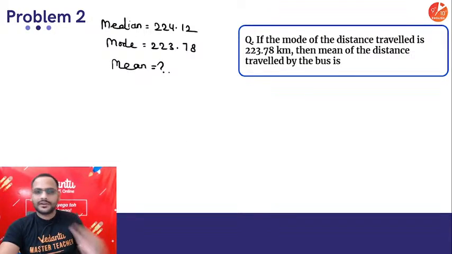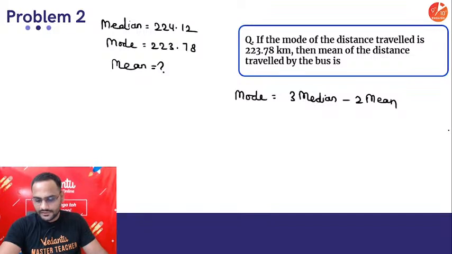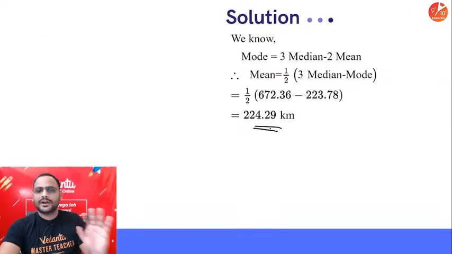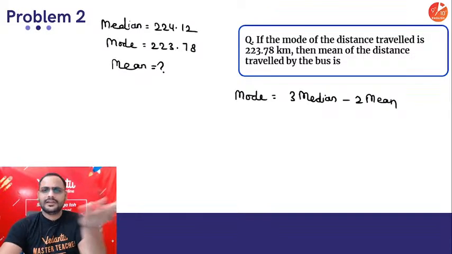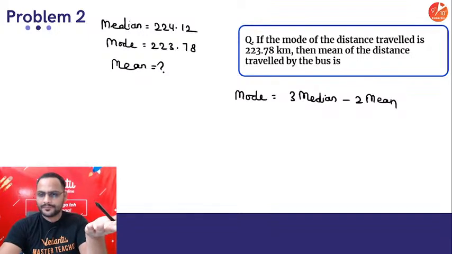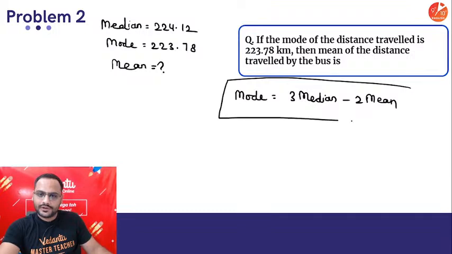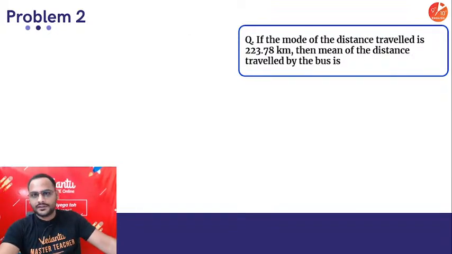So the best way to find out that would be what? Mode is equal to 3 times median minus 2 times mean. Replace the values and get your answer. You'll be getting around 224.29. Okay, that is the answer you'll be getting. Because same thing, calculation you need to do, nothing else. Okay, so I have used the empirical relationship over here.